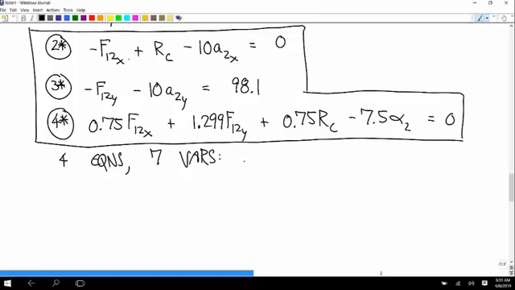Variables now are F12, alpha 1, that's 3, A2, alpha 2, and RC. 2, 4, 5, 6, 7. That means we're going to need 3 constraint equations.